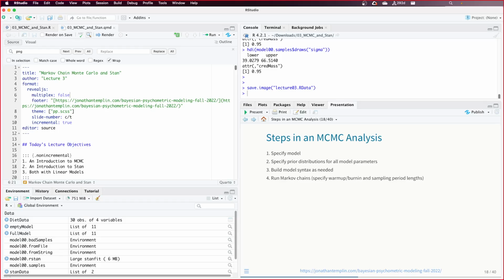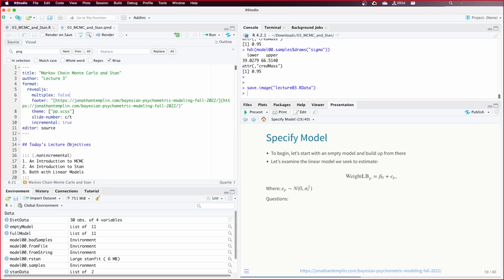We start running our Markov chains. Once we're done, we check to see that the chains have converged. If they have not converged, we go back, try again, either run it longer, change the burn-in, change some of our model priors. Once they're converged, then we interpret and report results. Pretty straightforward, huh? Not really. Well, this was the model that we're going to play with today, the empty model.